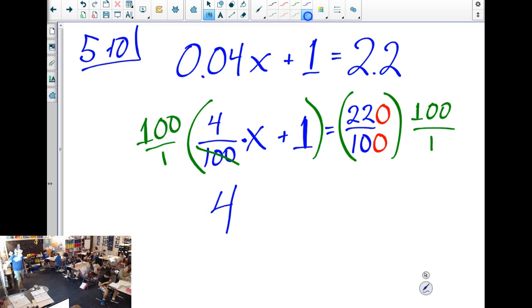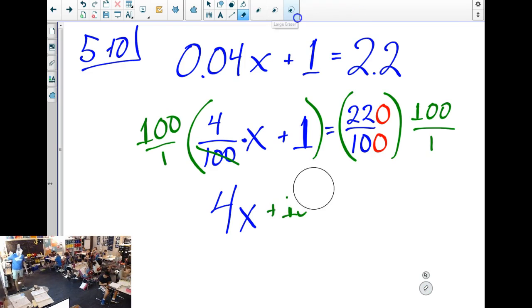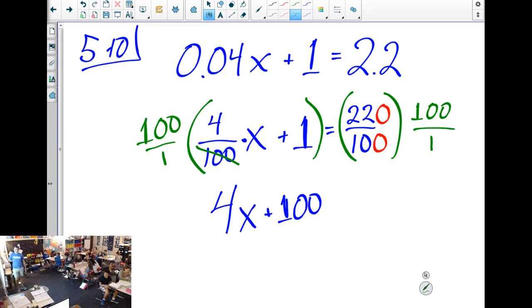So that becomes 4x. Be careful, this is where people screw up. That 100 multiplies by everything. So this 1 becomes 100. And then this 100 deletes this 100. Now, if I had not made this 100, I'd have a little bit more math to think through.